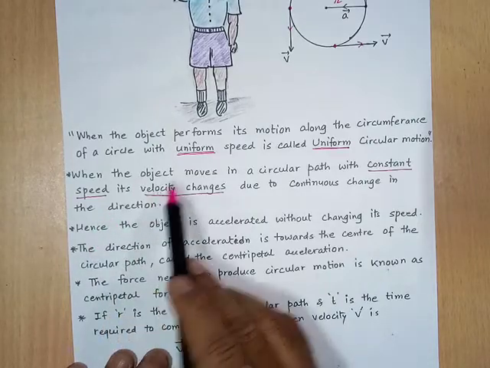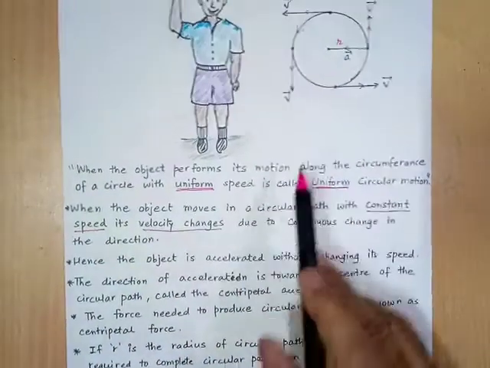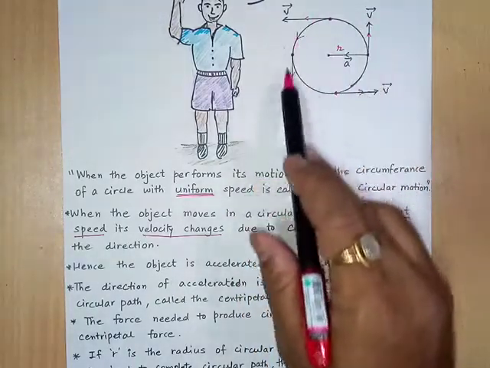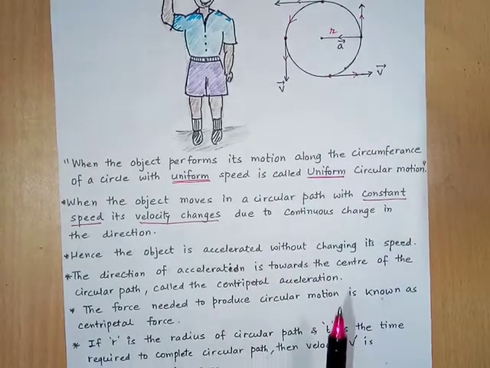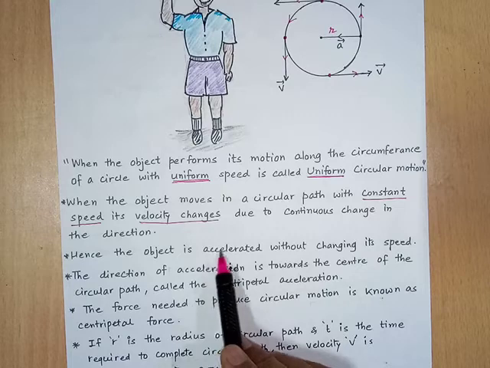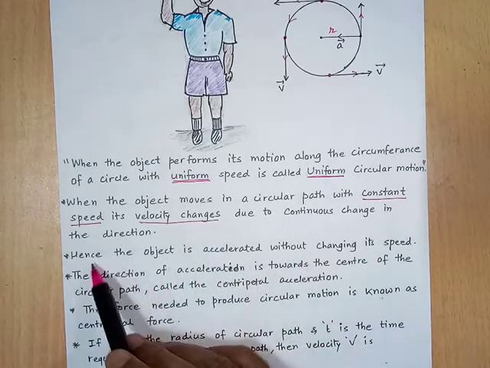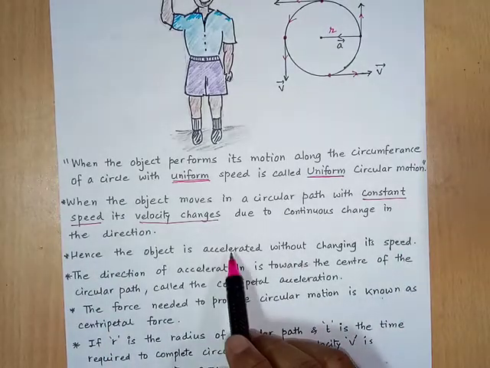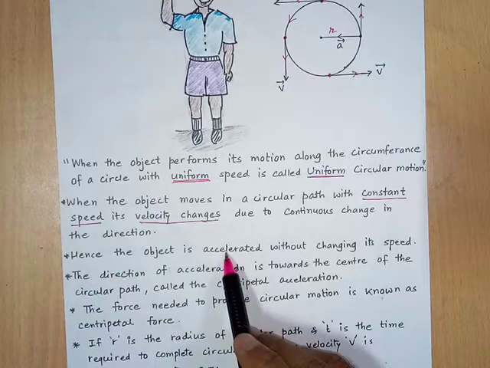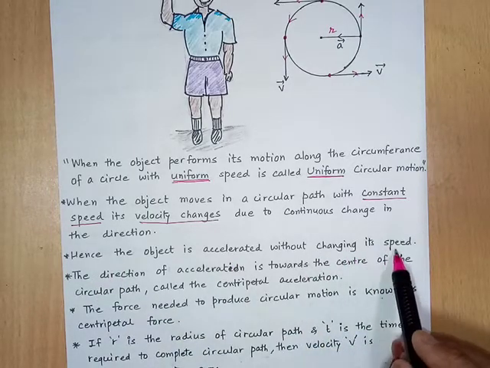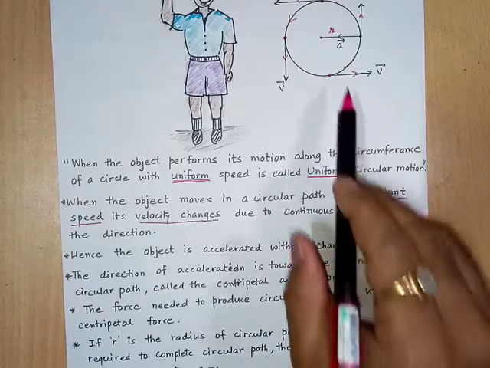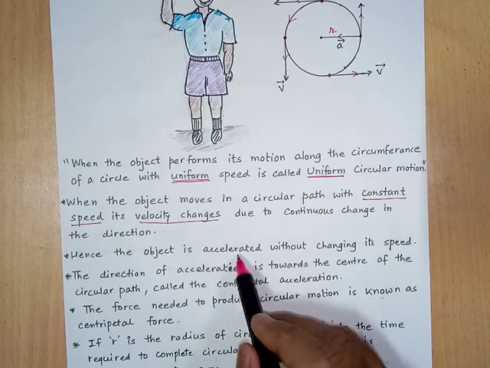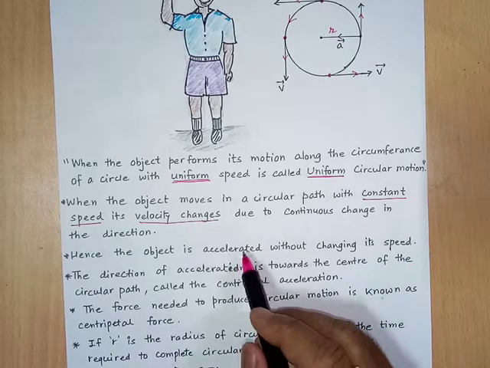Now since the velocity is continuously changing from point to point, in this diagram we have seen that the velocity changes as the object moves from one point to another. That's why circular motion is considered an accelerated motion. Now this accelerated motion is without changing its speed. This point is important, that the object is accelerated but no change in speed happens here. There is definitely a change in the velocity since the direction of the velocity is changing, but there is no change in the speed.